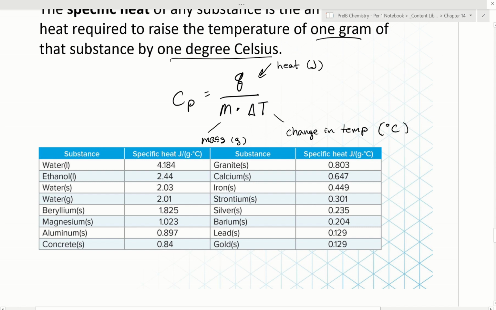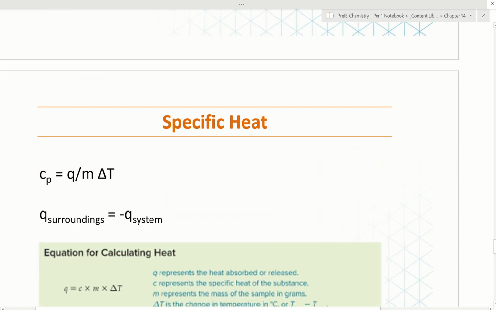You can see water out of all of these has one of the largest specific heats, which means it takes more energy to increase the temperature of 1 gram of water by 1 degree Celsius than it does any of these other things. That shouldn't be surprising if you've ever tried to boil pasta. If you have water and you try to boil the water, it takes a long time for that water to get hot because water takes a lot of energy to heat up because it has a high specific heat.